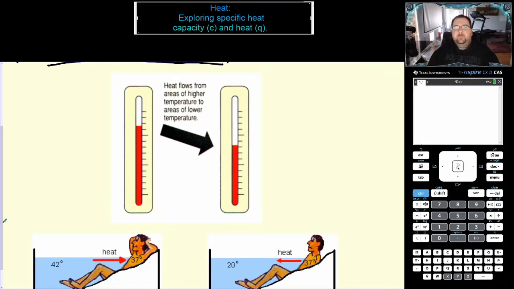Heat flows from high heat to low heat, right? So anything that has more energy in it is going to lose its energy to the thing that has less energy. Hotter, colder.